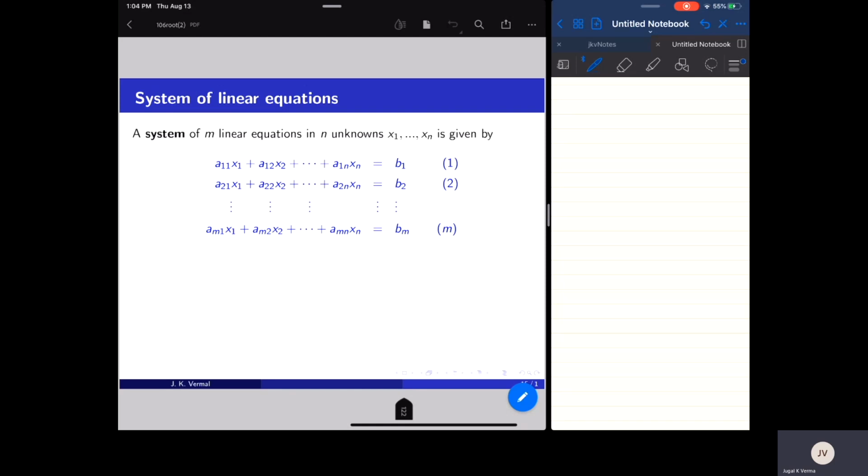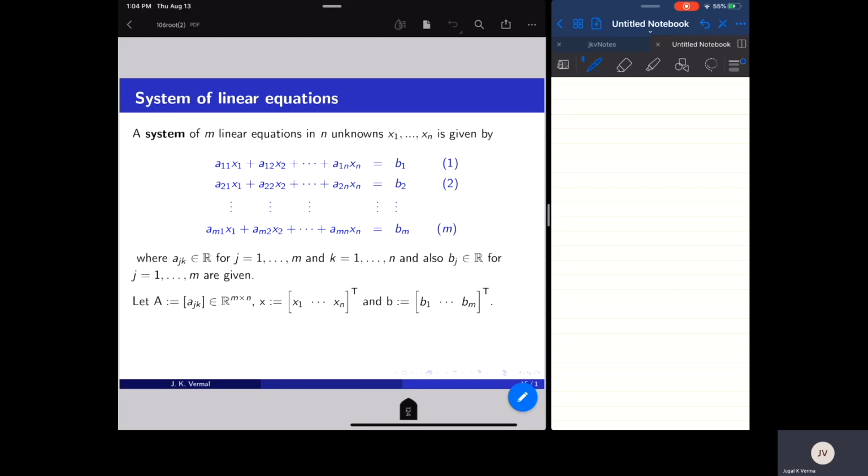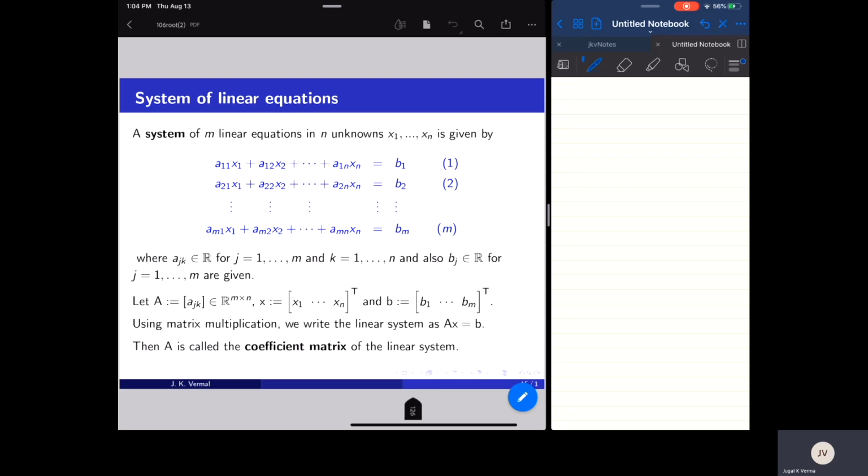This notation is used so that we can write this system of m equations in n unknowns in matrix form. We extract the coefficients a_jk of this system of linear equations and record them in a matrix A, which is m by n. Let x be the column vector of unknowns x1 up to xn, and b the column vector of known quantities b1 up to bm. The system of linear equations amounts to writing the matrix equation Ax = b. So m equations in n unknowns can be written in very compact form as Ax = b.